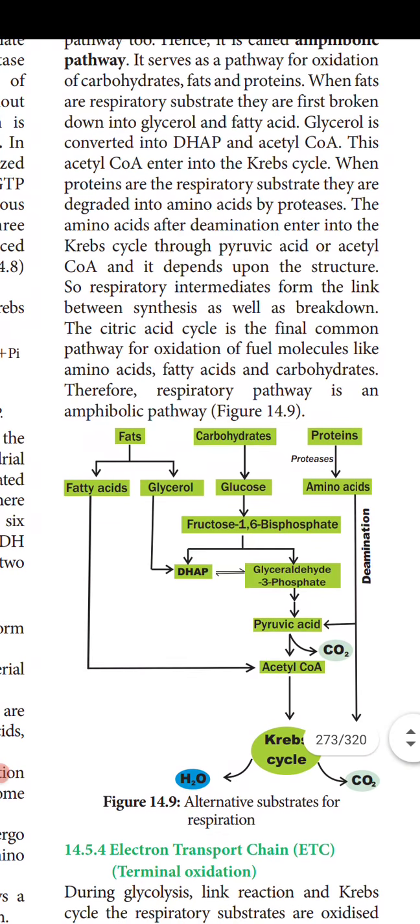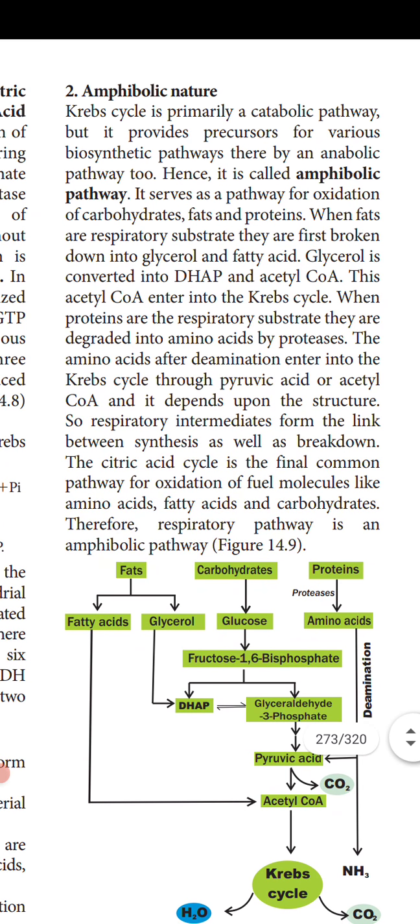Next is the amphibolic nature. Here the Krebs cycle is primarily a catabolic pathway, that is, breaking down is taking place, and it provides precursors for various biosynthetic pathways, thereby an anabolic pathway too. Hence it is called an amphibolic pathway. It serves as a pathway for oxidation of carbohydrates, fats, and proteins. When fats are the respiratory substrate, they are first broken down into glycerol and fatty acids. Glycerol is converted into DHAP and acetyl coenzyme A. This acetyl coenzyme A enters into the Krebs cycle.